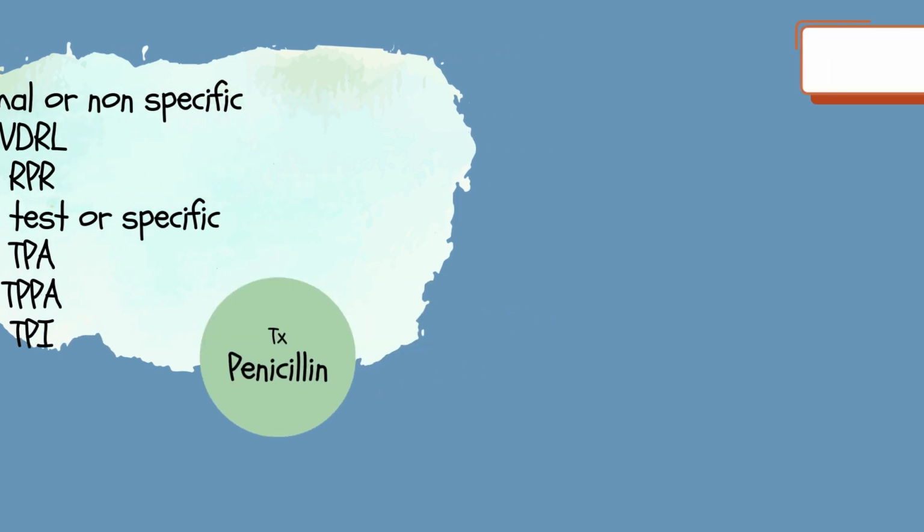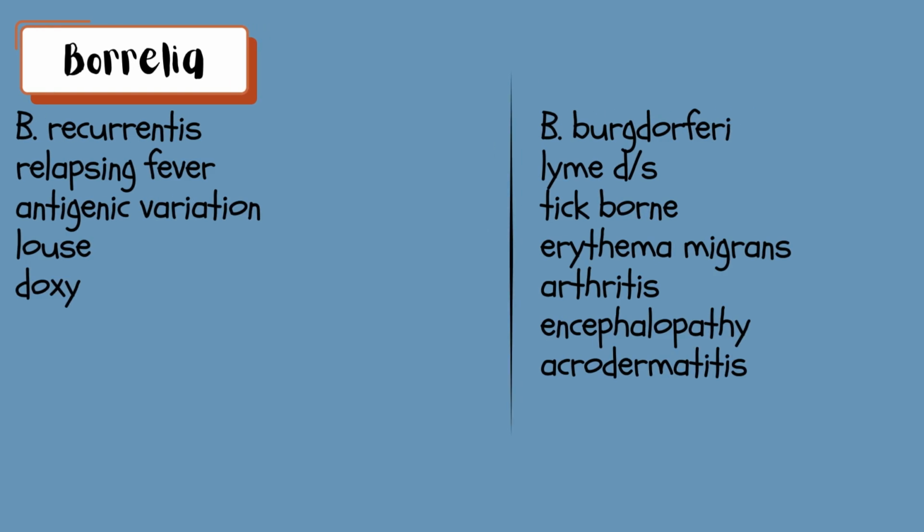Coming to Borrelia, it has two species: Borrelia recurrentis and Borrelia burgdorferi. Borrelia recurrentis causes relapsing fever, and Borrelia burgdorferi causes Lyme disease. Relapsing fever has antigenic variation, the vector for the disease is louse, and the treatment of choice is doxycycline. So that is relapsing fever, Borrelia recurrentis.